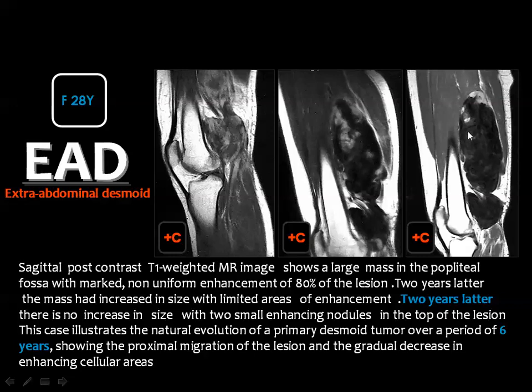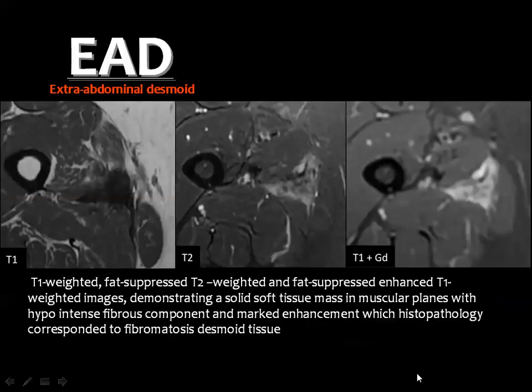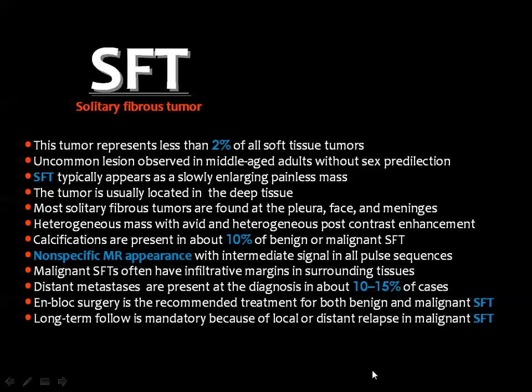And the follow-up after 6 years showed that the tumor is almost of the same size with marked regression in the enhancing component. And this is also a desmoid tumor with uncharacteristic MRI finding, T1 weighted image, low signal, T2 weighted image, high signal, and significant enhancement. Then we came to what's known as the solitary fibrous tumor.